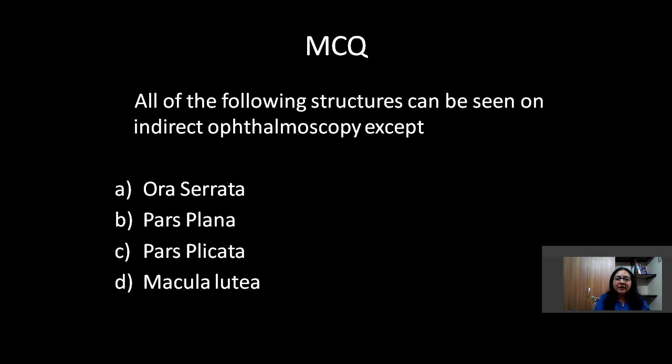Next is, all of the following structures can be seen on indirect ophthalmoscopy except: ora serrata, pars plana, pars plicata, macula lutea. So remember the diagram I showed you, we can see ora serrata, which is the most peripheral boundary of the retina. Even pars plana is also visible. Pars plicata is the anterior part of the ciliary body, which is not visible on indirect ophthalmoscopy. Macula lutea is the central part of the retina, which is clearly visible. So here the answer is choice C, pars plicata.